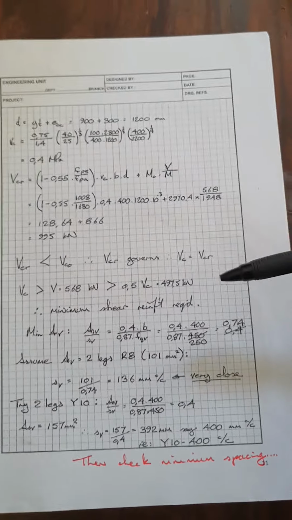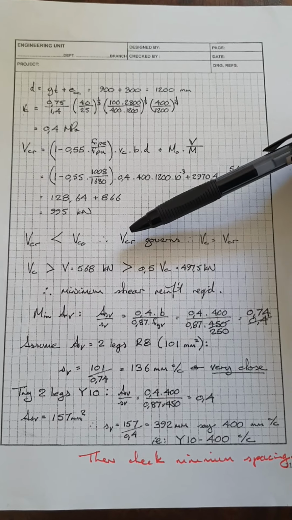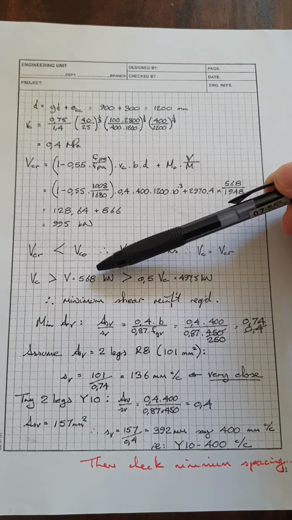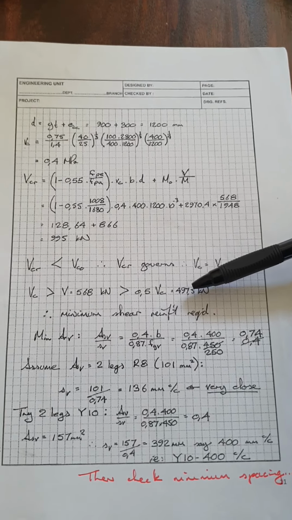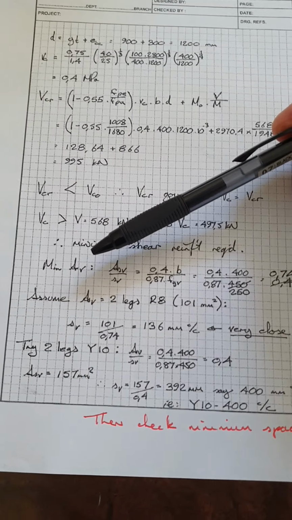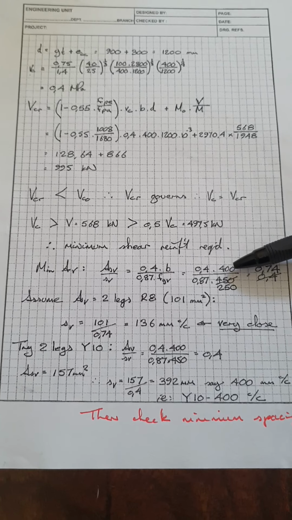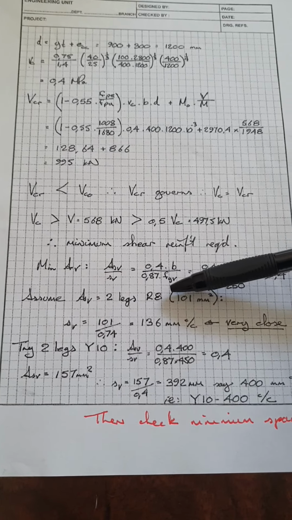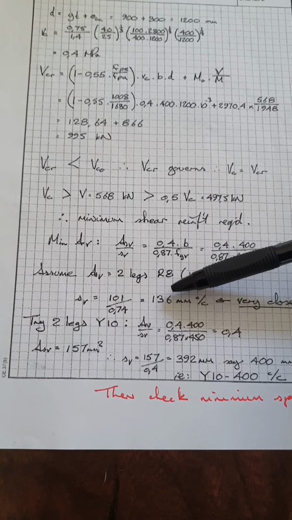Okay, we're back to the example then on the last page. In this particular instance here where VCR governs, so VCR is VC. V is 568 kilonewtons. 0.5 VC is 497, which is less, so the minimum shear reinforcement is required. So minimum ASV over SV exactly as per our formula that we're given for minimum shear. In this instance, we do a first attempt using 2 legs of R8 mild steel rebar. We get the links spacings of 136 millimeters.